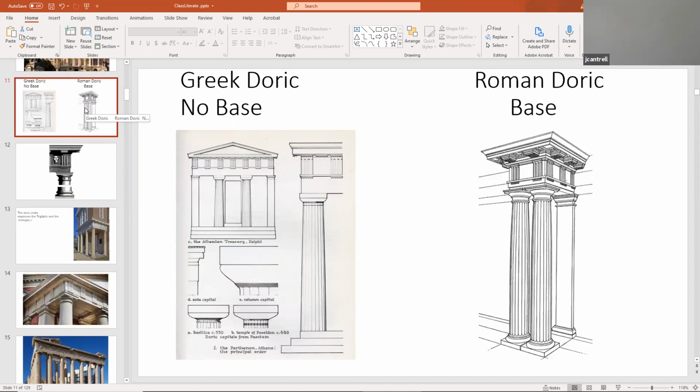I have a slide of the Greek Doric with no base versus the Roman Doric. You have to imagine this has got to be difficult to construct because there's really no leeway. The columns have to sit exactly flat and horizontal on the base. There's no cushion between the column and, of course, the base it sits on.